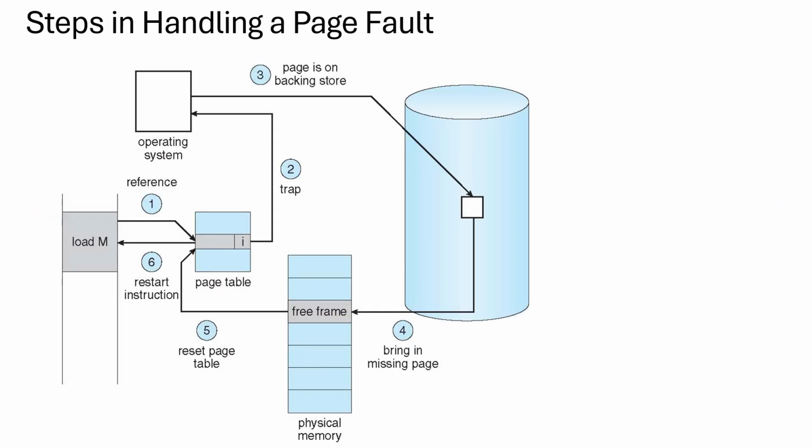What they are discussing is that you want to load M. First you check whether M is available. It is invalid, which means M is not available. So the information is given to the OS.